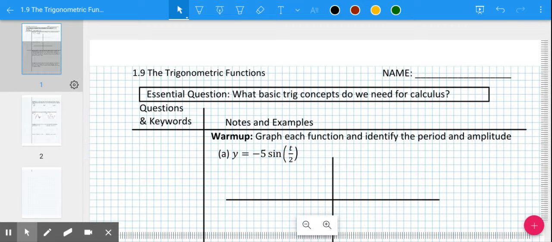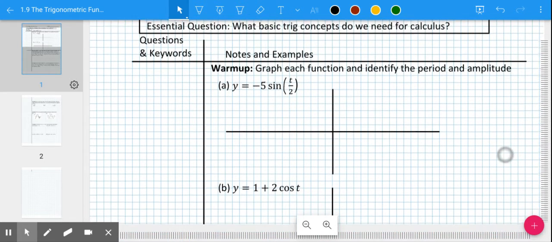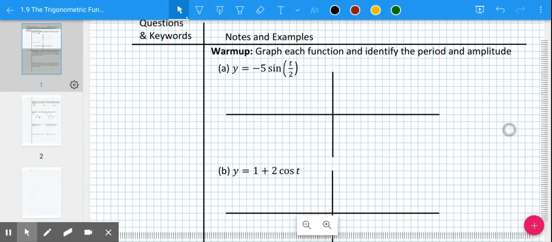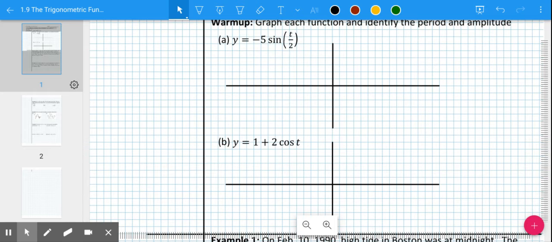Today we're starting off the first day of notes with 1.9 trig functions. It's really just a review to highlight the main things from trig you should be very comfortable with off the top of your head. I'm going to do some of the problems with you and then leave some of them for you to complete for homework. So let's take a look at the warm-up.